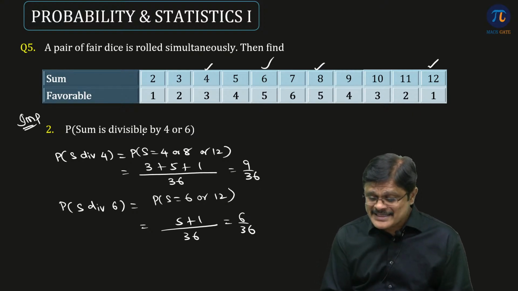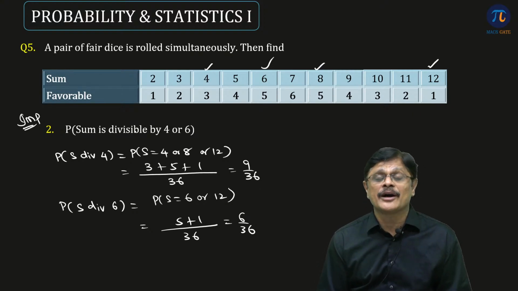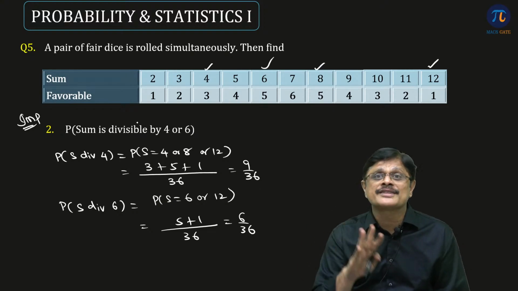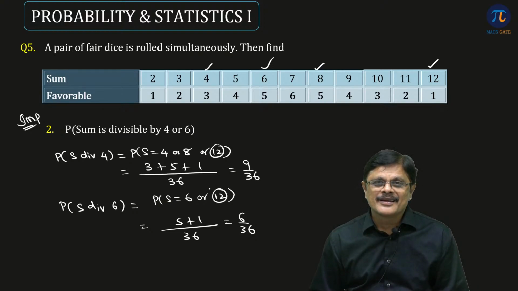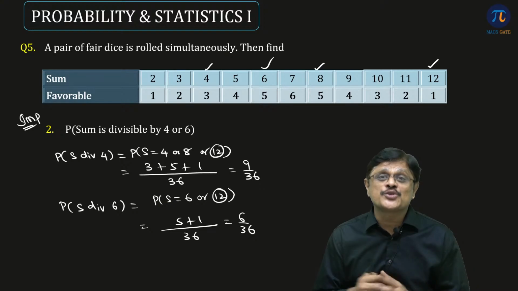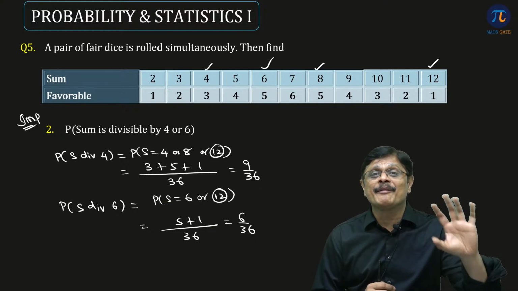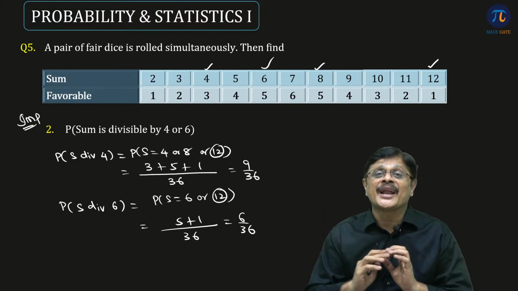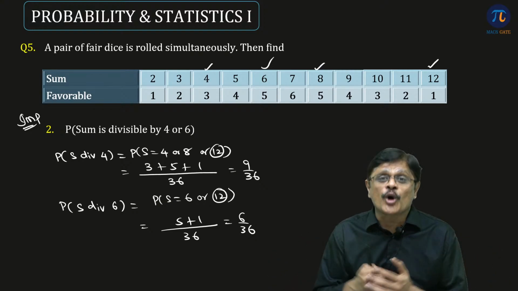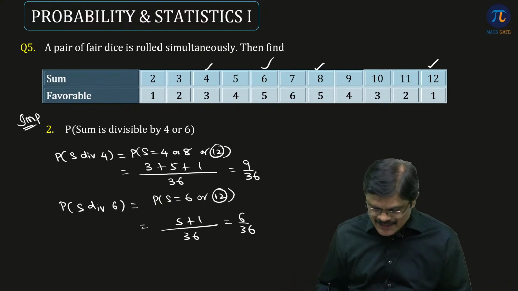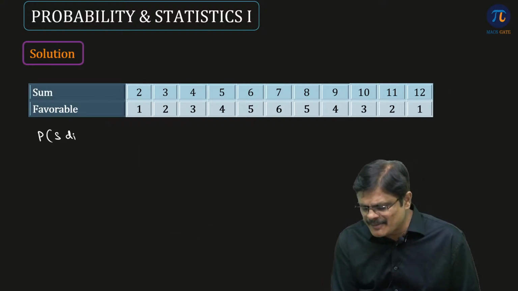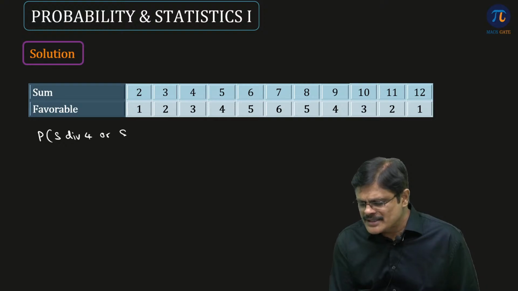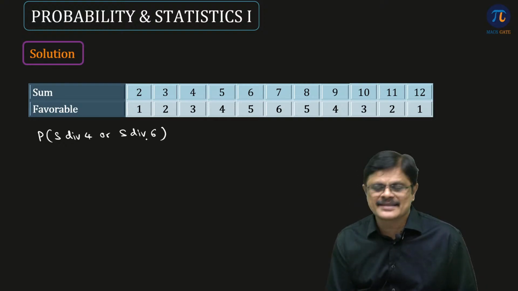Now, when you say sum is divisible by 4 and sum is divisible by 6, if you observe, this 12 is common in both the cases. So there is an intersection between these two events. That is, sum divisible by 4 and sum divisible by 6 are not disjoint events. There are some common outcomes. Am I clear?